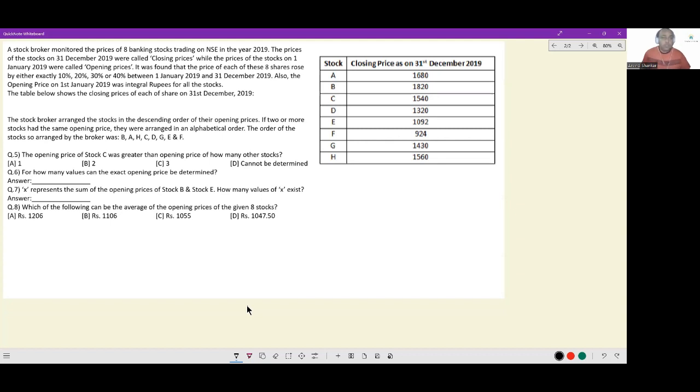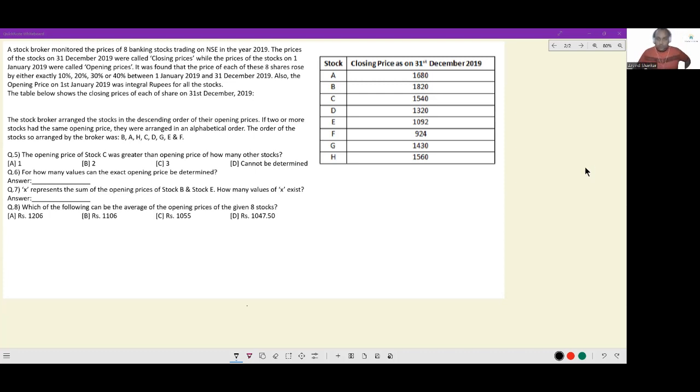Let's look at this question. A stockbroker monitored the prices of 8 banking stocks trading on NSE in the year 2019. The prices of the stocks on 31st December 2019 were called closing prices, while the prices of the stocks on 1st January 2019 were called opening prices. It was found that the price of each of the 8 shares rose by exactly 10%, 20%, 30%, or 40% between January 2019 and 31st December 2019. Also, the opening price on 1st January 2019 was an integral rupees for all stocks.